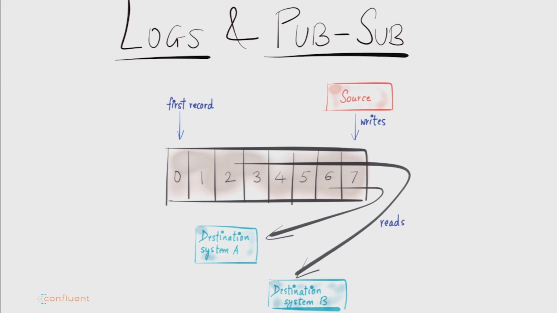I said it's pub sub, so what that means is that we can have multiple subscribers. So downstream systems can consume the data multiple times. Each downstream consumer will consume each message only once, but each message can be consumed by multiple downstream readers. They each maintain their own offset in the log, so they don't have to be synchronized in any way.